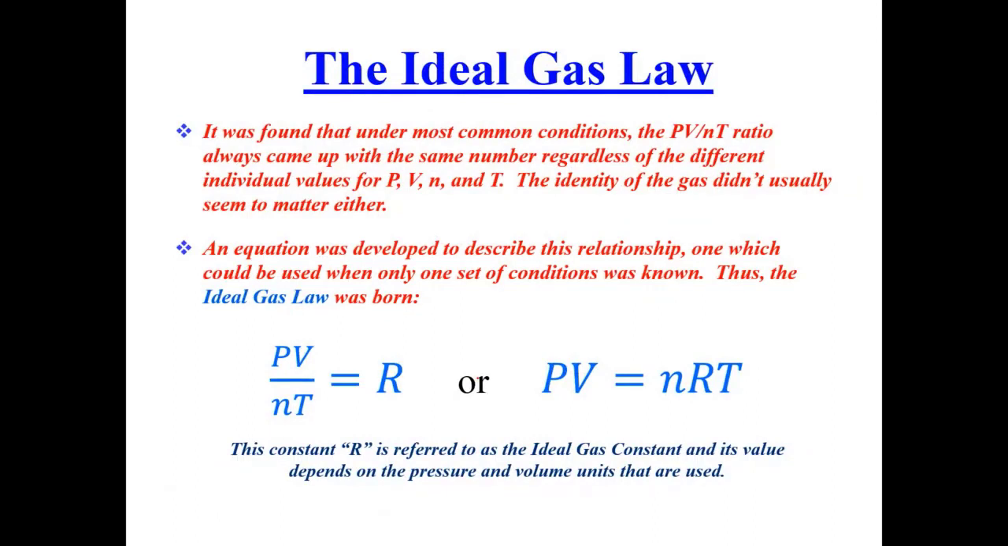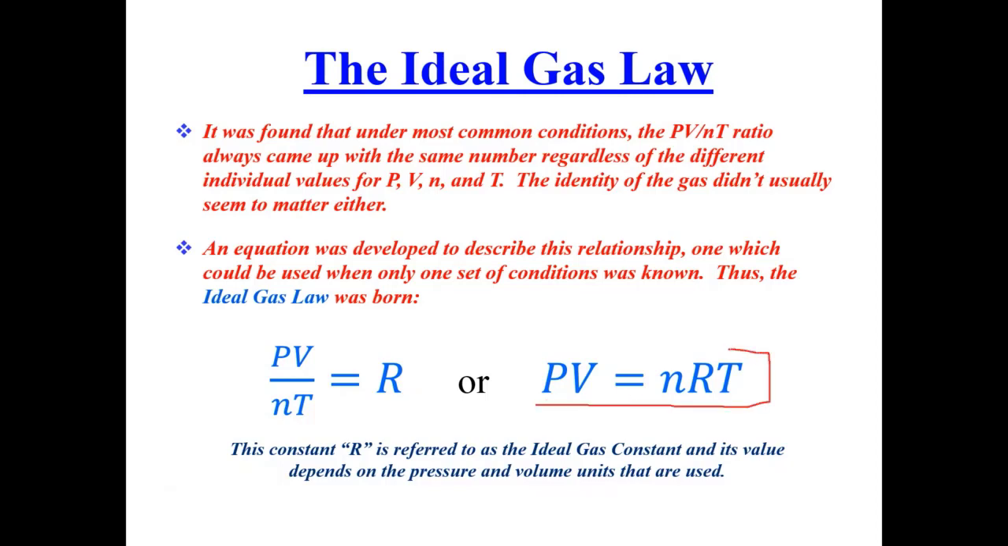The ideal gas law. As I mentioned before, PV over nT, P1 V1 over n1 T1 is equal to P2 V2 over n2 T2. It turns out that's true for pretty much any gas. It ends up being this constant, which we call the ideal gas law constant. Since we have the ideal gas law constant R, we can rewrite this equation as PV equals nRT.